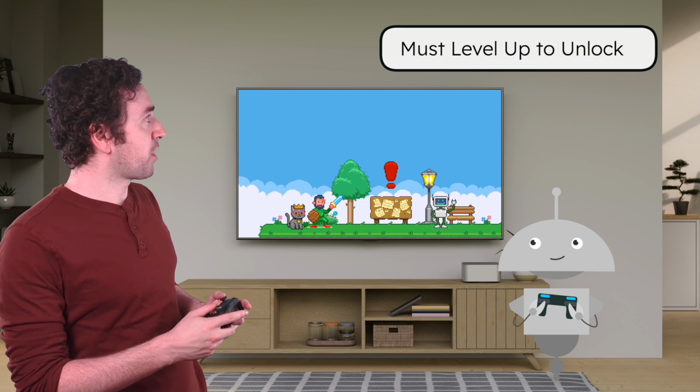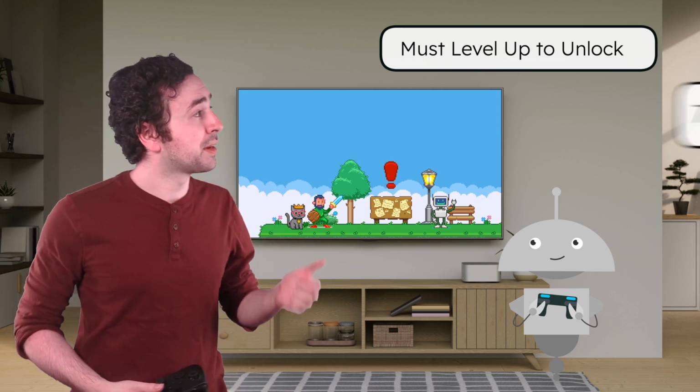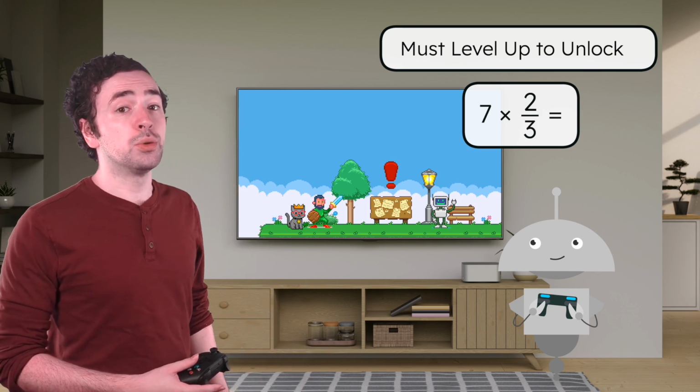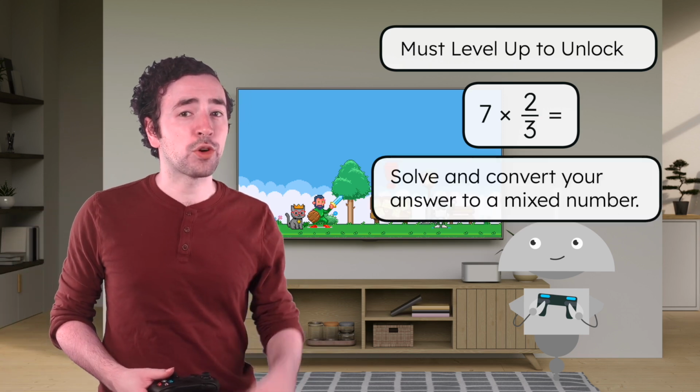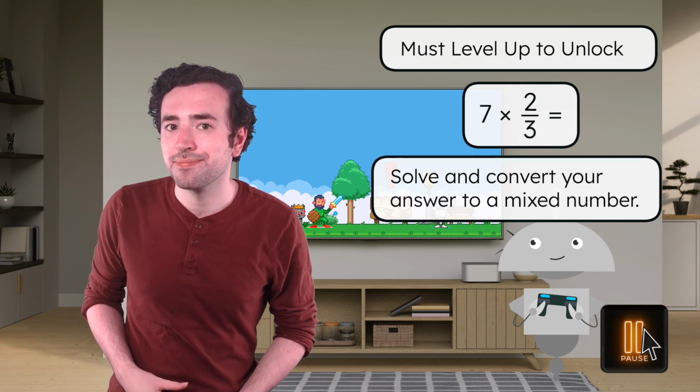Okay, there's a checkpoint ahead, but it says we need to level up first. Solving this problem should give us the boost we need. 7 times 2/3. Pause here to solve and convert your answer to a mixed number. We'll check it out together when you're ready.